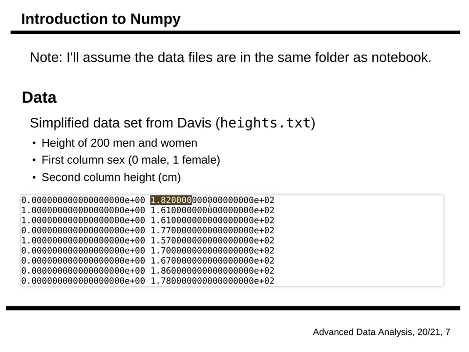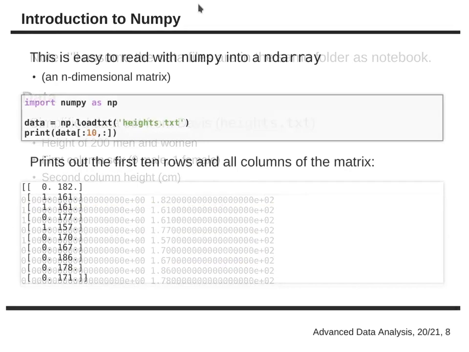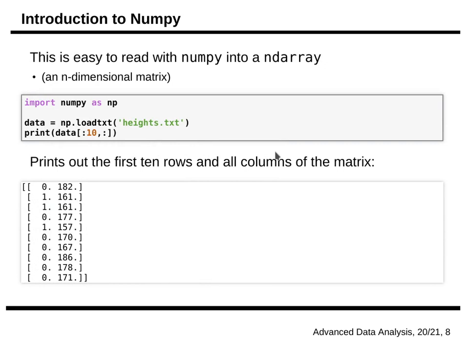The second column has the height of each participant in centimeters, and the first column indicates the sex. So if it's 0, it's a male participant, 1, a female participant. And this is the actual format of the text file, which makes it easy to load using NumPy.